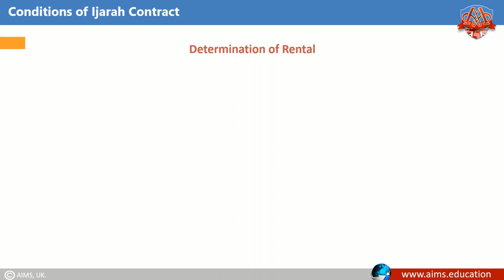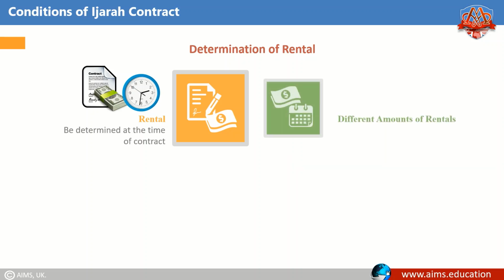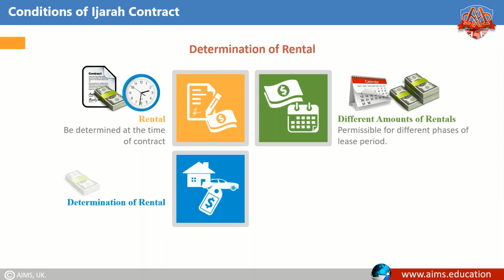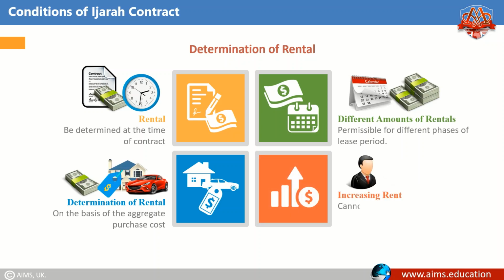Determination of rental. Rental must be determined at the time of contract for the whole period of lease. It is permissible to fix different amounts of rentals for different phases of the lease period. Determination of the rental on the basis of the aggregate purchase cost, as normally done in financial leases, is permissible. The leaser cannot increase rent unilaterally, and any agreement to this is void.